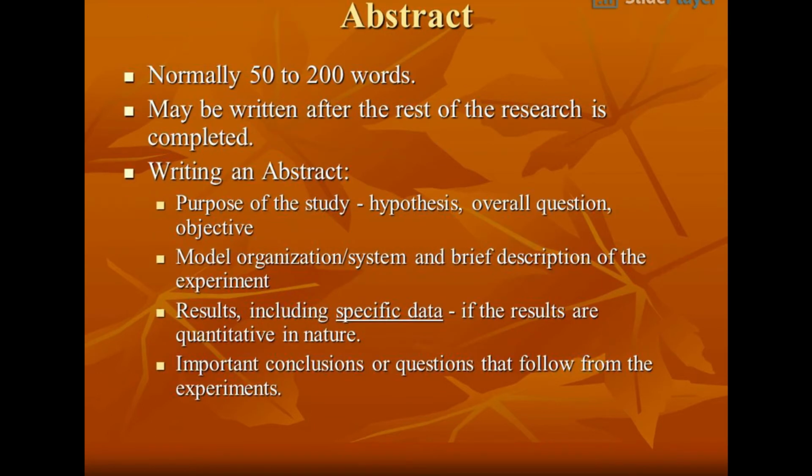Abstract normally 50 to 200 words. May be written after the rest of the research is completed. Writing an abstract. Purpose of the study, hypothesis, overall question, objective. Model organization/system and brief description of the experiment. Results, including specific data, if the results are quantitative in nature. Important conclusions or questions that follow from the experiments.